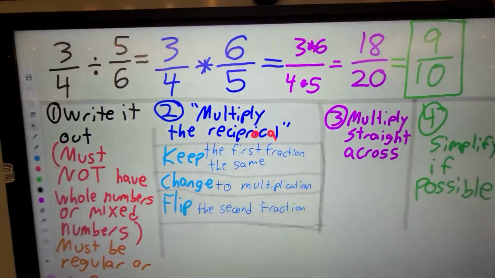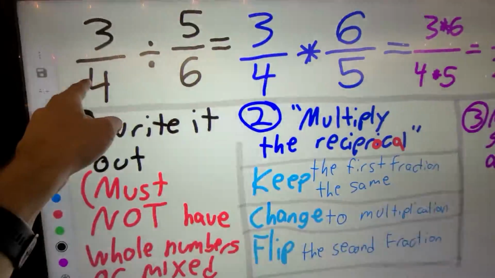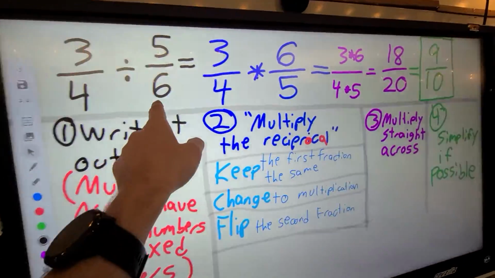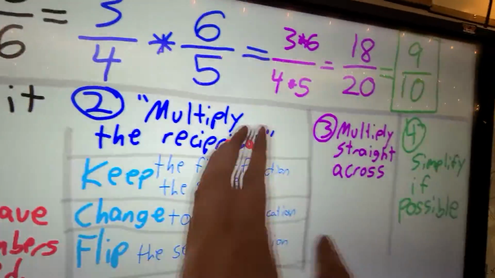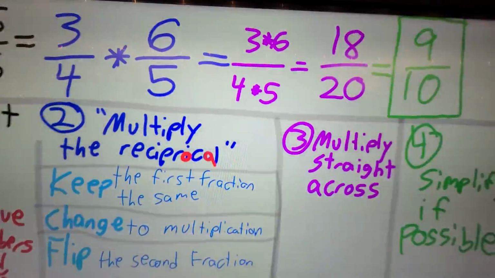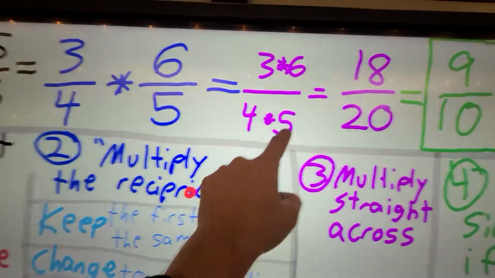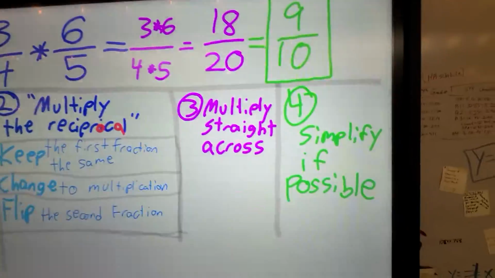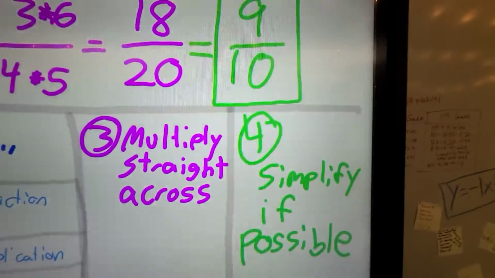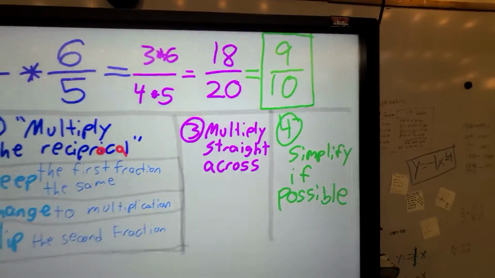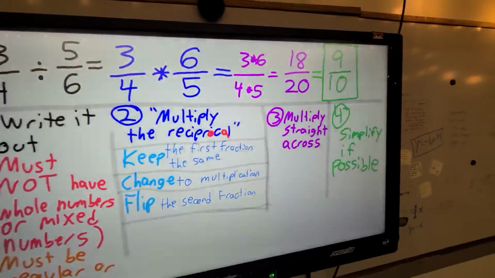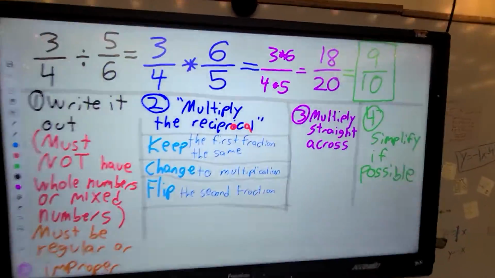Then, once you have kept the first fraction the same, changed the multiplication, and flipped the second fraction, you just multiply straight across. 3 times 6 and 4 times 5 gives me 18 over 20. And the fourth and final step, of course, is to simplify if possible. Not all of these problems can be simplified, but many of them will.